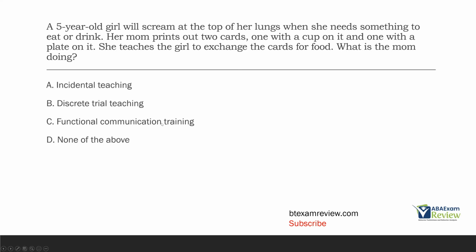So C, functional communication training, she is teaching the girl to functionally communicate. And how? Well, she's teaching her to exchange these cards for food instead of screaming at the top of her lungs. We know she's teaching communication. We're just not really sure if she's doing it naturally or through discrete trial teaching. So the best answer here is going to be functional communication training, because that we know for sure that's what the mom is doing. So what we're doing is picking our best answer given the information in the question. What is the mom doing? Well, she's doing functional communication training.